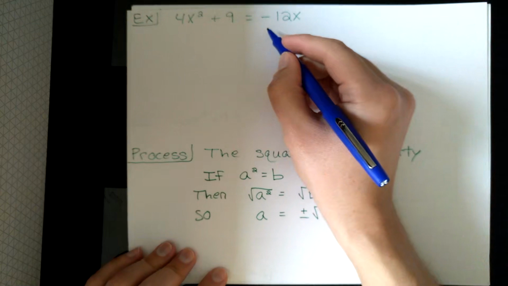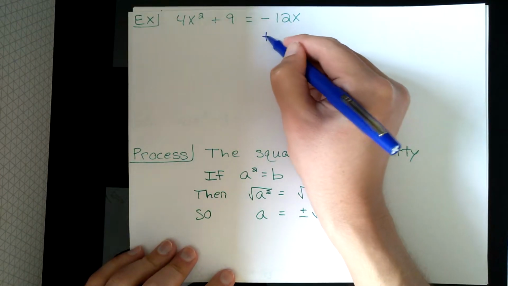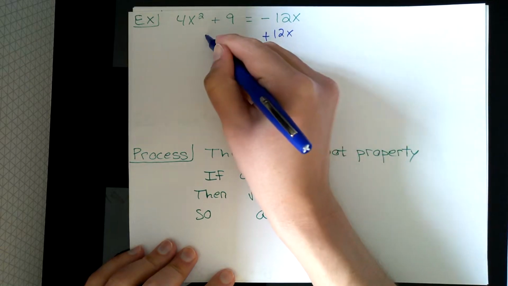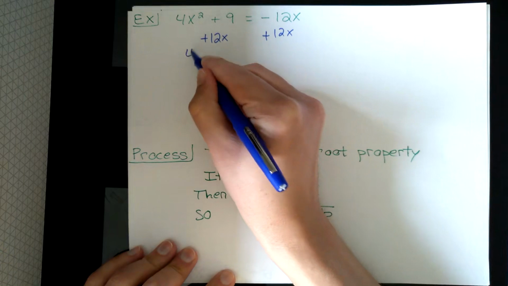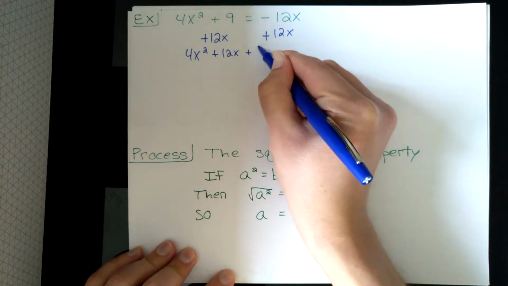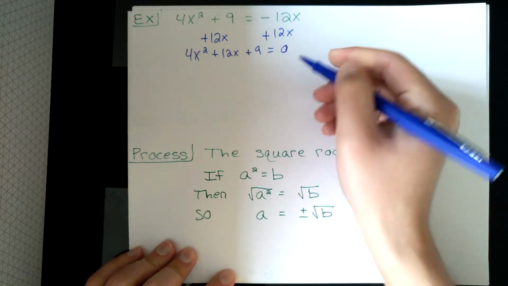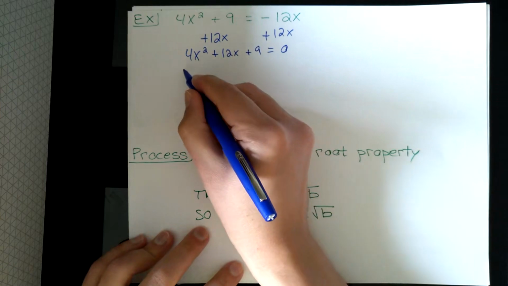Alright, so the first thing we need to do is get one side equal to 0. To do that, we're going to add 12x to each side of the equation, which leaves us with 4x squared plus 12x plus 9 equals 0. Now we want to factor this.